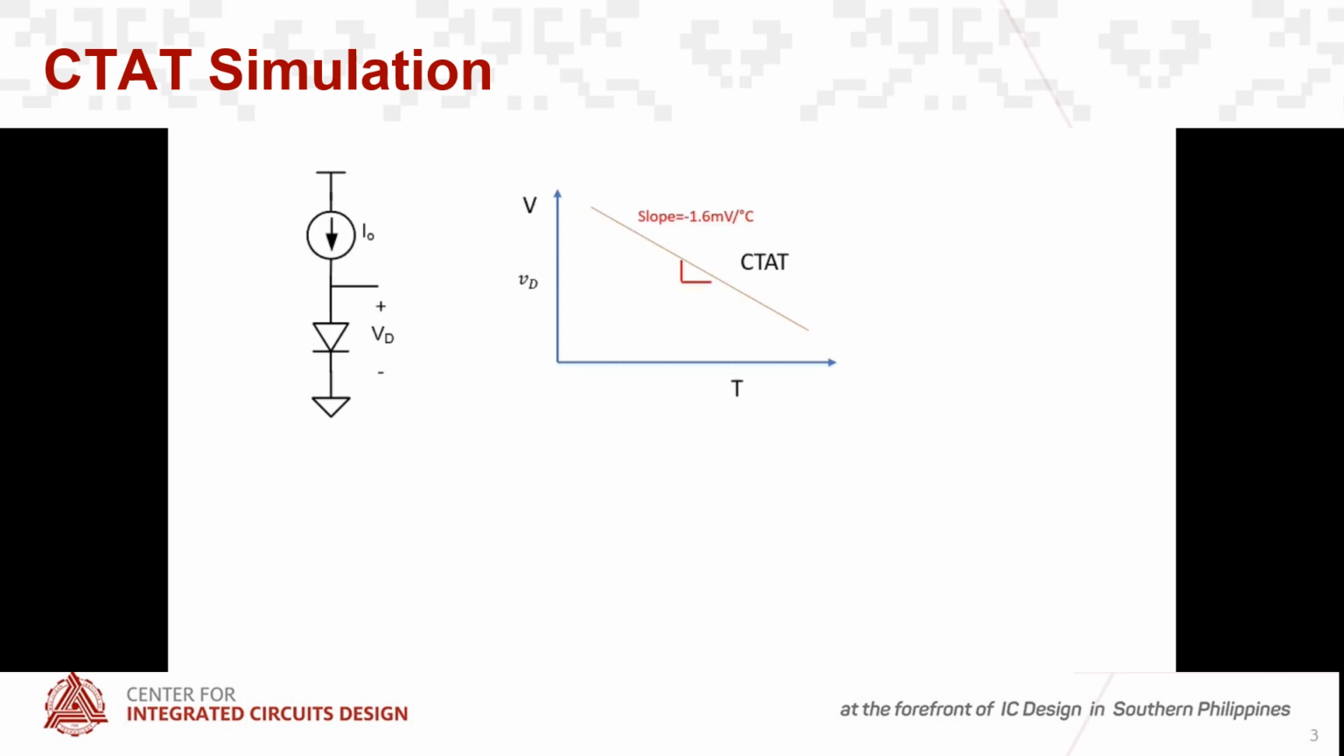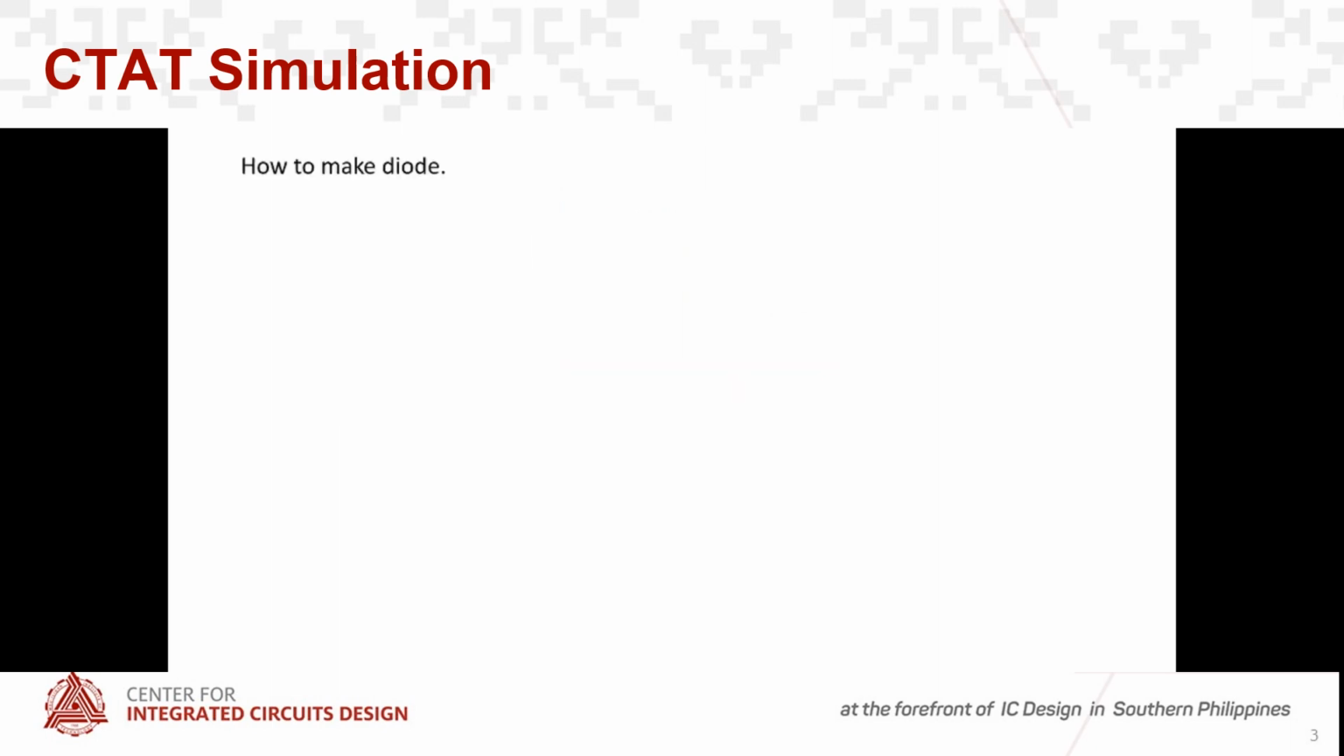And in the standard, most of the books will say that the slope, the derivative of the voltage with respect to temperature, is equal to negative 1.6 millivolts per degree Celsius. So that is the slope of the CTAT for most of the standard books, but in reality there is a slight deviation. Anyway, before simulating the CTAT circuit, first we will discuss how the diode is manufactured and how it is implemented in the CMOS process.